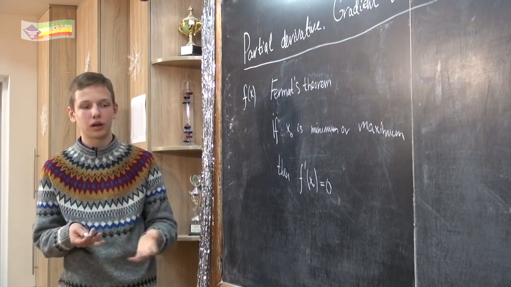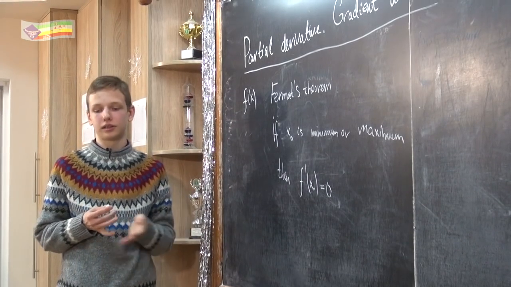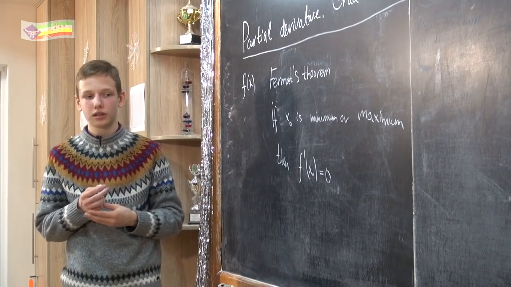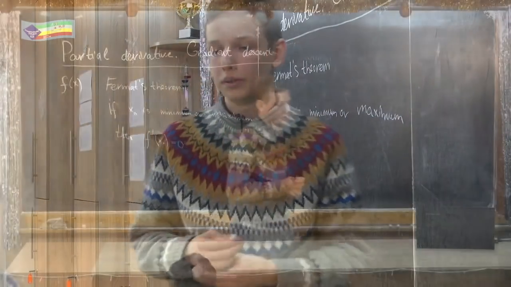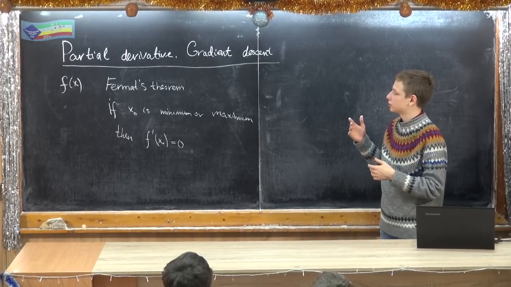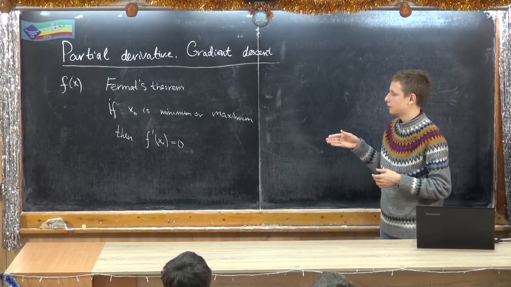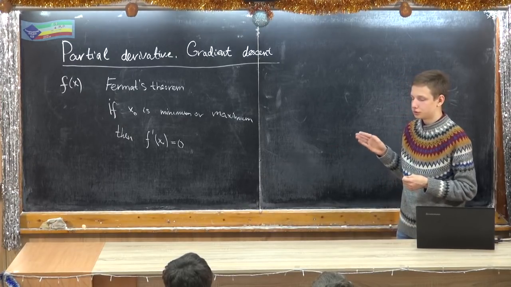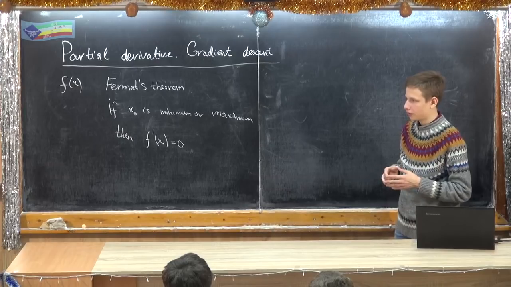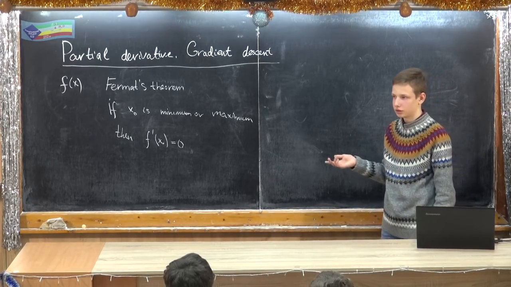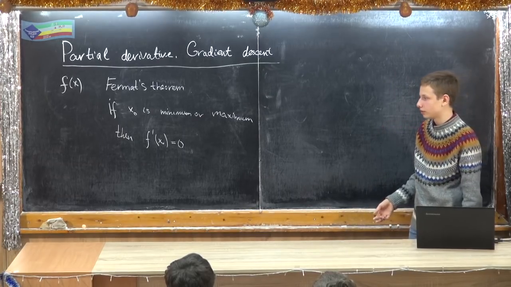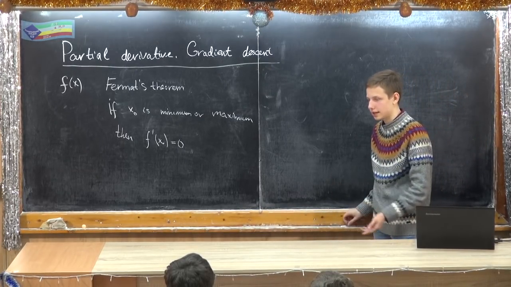And that's why we can use it, despite the fact that saddle points exist. We can just find every point where the derivative is equal to 0, and then loop through them and find which is appropriate for us, which is a maximum, which is a minimum, and which is just a saddle point.